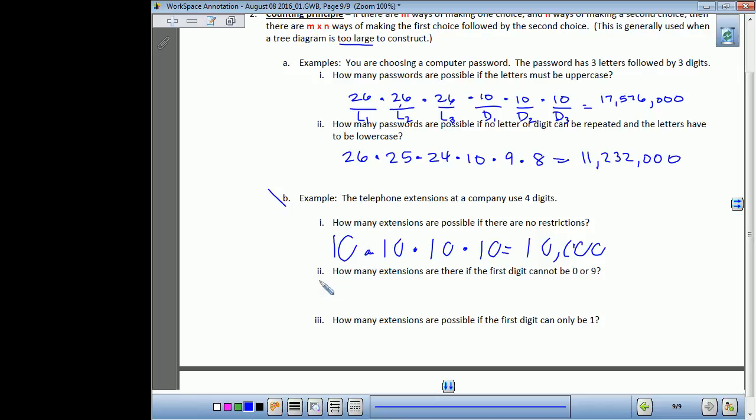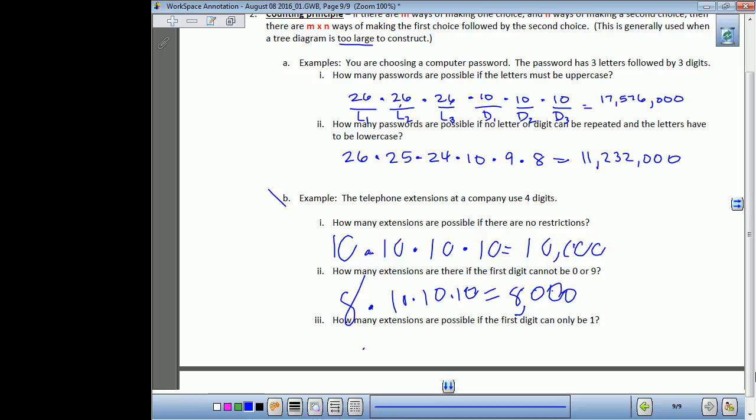This time we do have a restriction. It says the first digit cannot be a 0 or a 9. So what do you think? That's right. That gives us 8 possible choices for the first digit. Does anything else change? No. So we have 8 times 10 times 10 times 10, and that gives us a total of 8,000. Awesome.